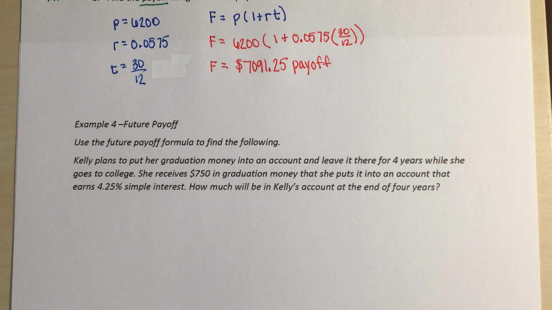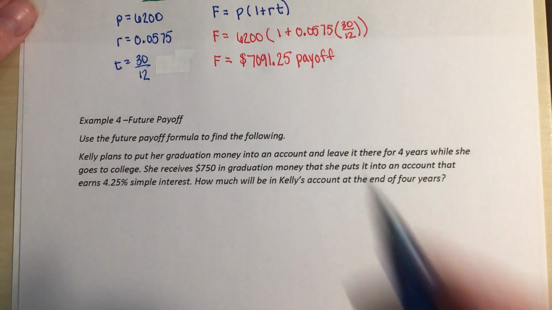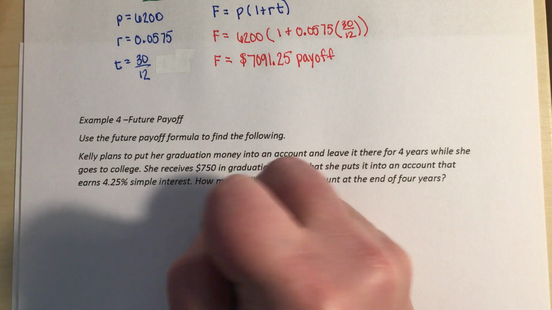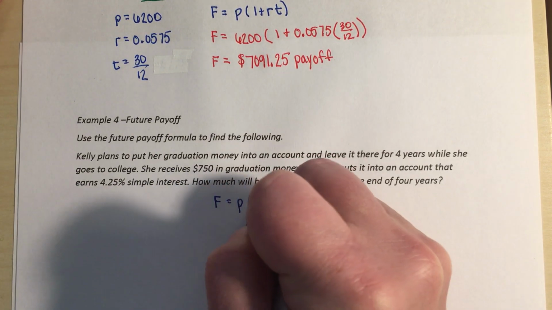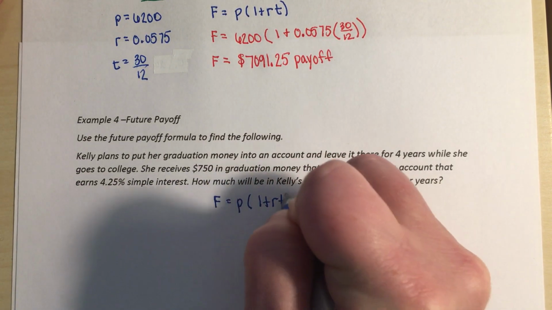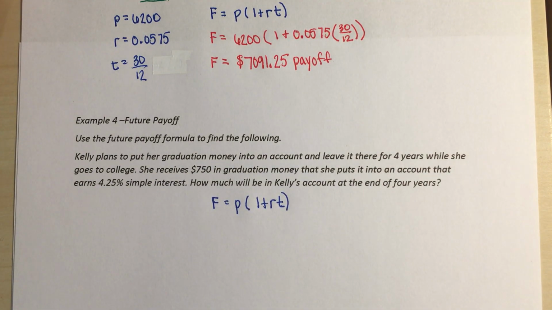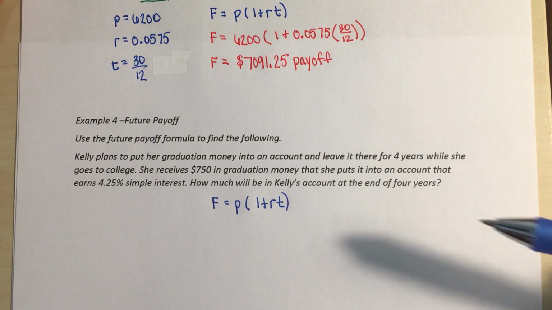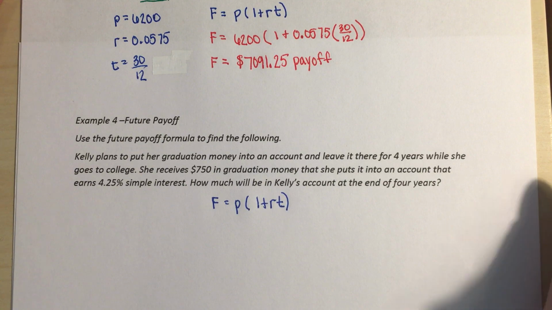All right, let's do one more using our future payoff formula. Kelly plans to put her graduation money into an account and leave it there for 4 years while she goes to college. She receives $750 in graduation money that she puts into an account that earns 4.25% simple interest. How much will be in Kelly's account at the end of 4 years? All right, so again, we're going to use our future payoff formula, F equals P times 1 plus RT. I'm going to choose to work this like I did in example B, directly above here. Again, if you want to, you can go back and work through it like we did in example A.